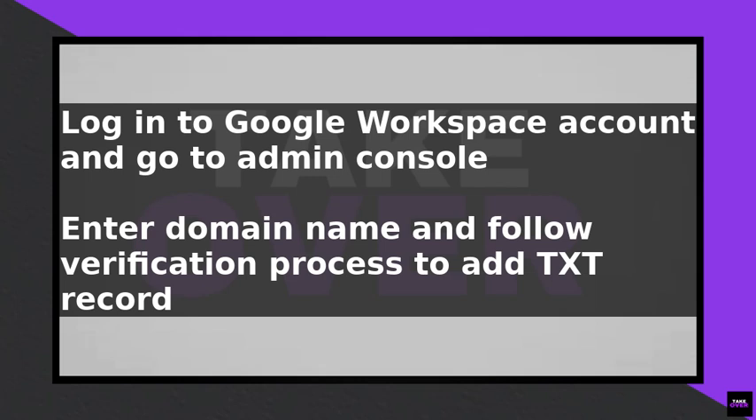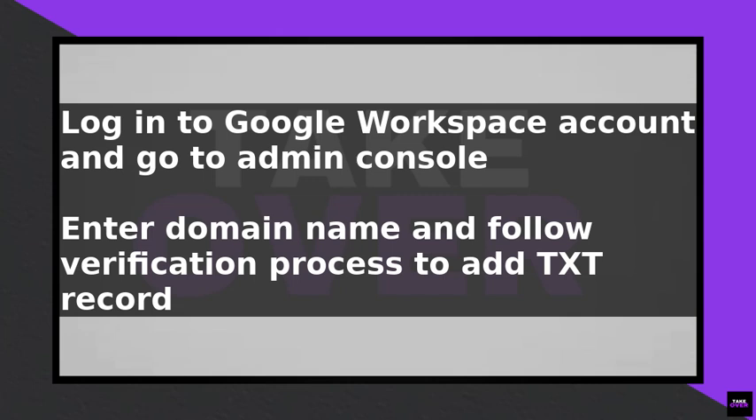In the Admin Console, click on the Domains option and then click on Add a Domain. Enter your domain name and follow the verification process. Google Workspace will provide you with a TXT record that you need to add to your DNS Zone Editor in Hostinger. After adding the TXT record, return to the Google Workspace Admin Console and click on Verify.